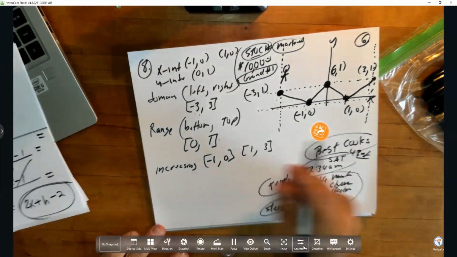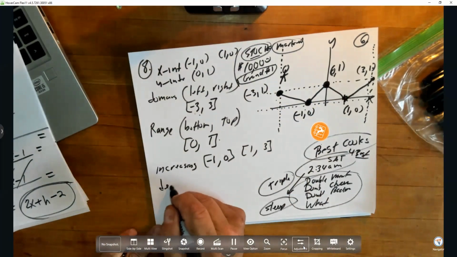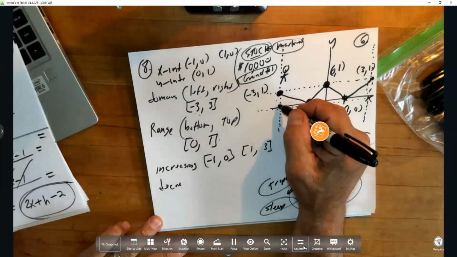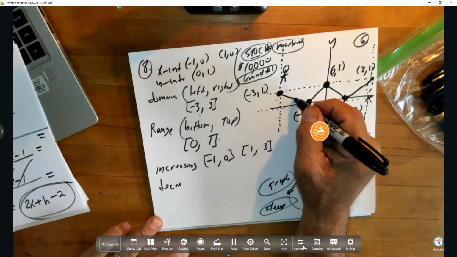So now, I did the increasing one. Now let's do the decreasing. Decreasing. From right here, from -3, are you going down the stairs to -1?